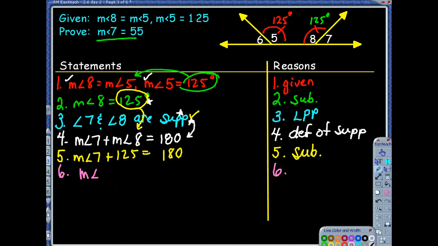So let's use some ESPO. All right. And say the measure of angle 7 is equal to 55. And my reason is ESPO, subtraction property of equality. And we just subtracted 125 on both sides. We got an answer. And again, guys, this is definitely a great example of how it's kind of a no-brainer that we know angle 7 is going to be 55, but we needed to have the support of it. No gaps in our proof, and we are finished with that.